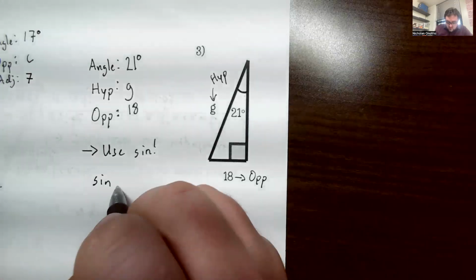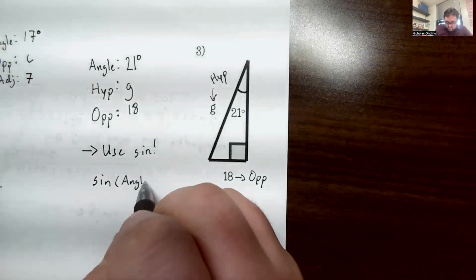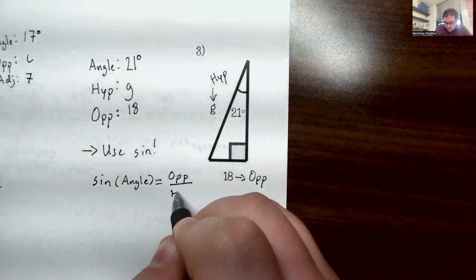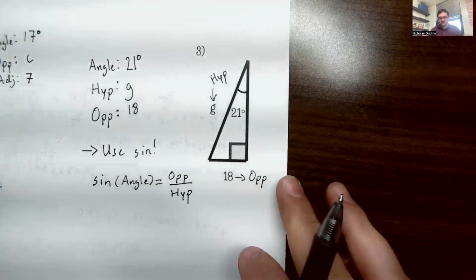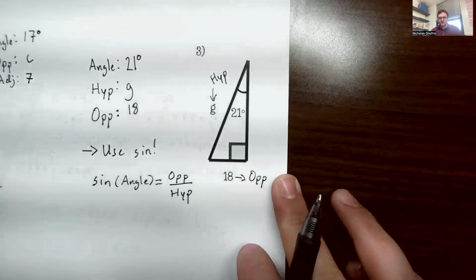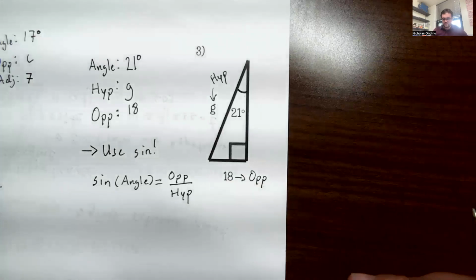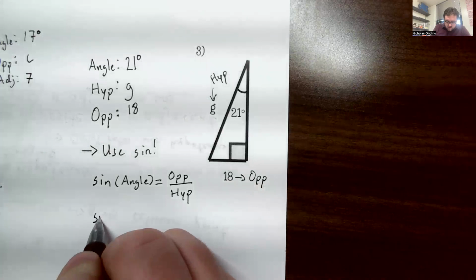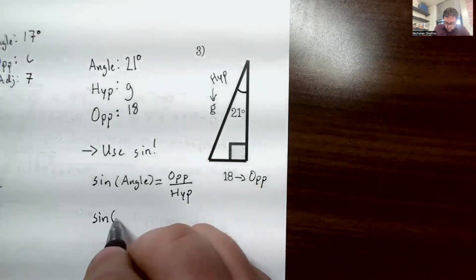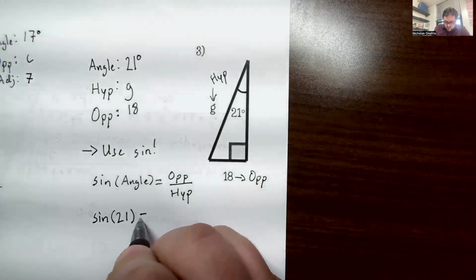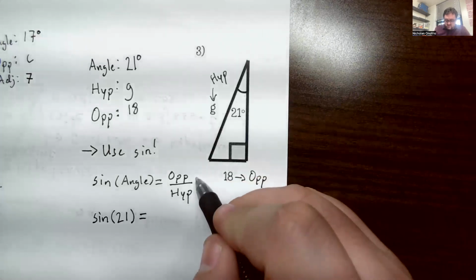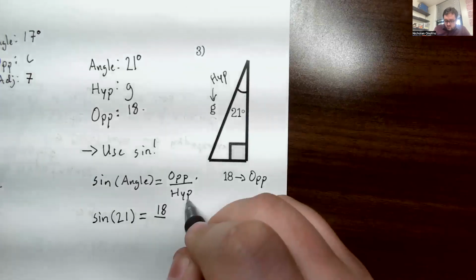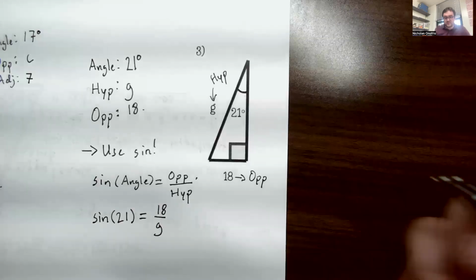Sine of my angle equals opposite divided by hypotenuse. Sine of my angle equals opposite over hypotenuse. Let's fill in the blanks. Sine of 21 equals, my opposite side is 18, over my hypotenuse of G.